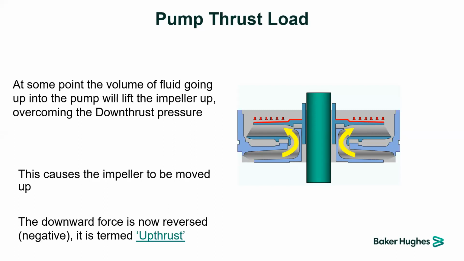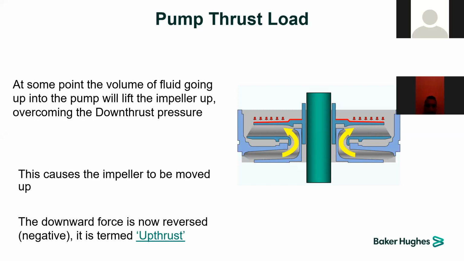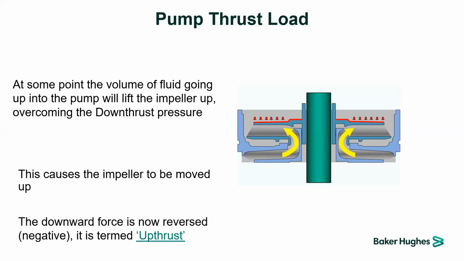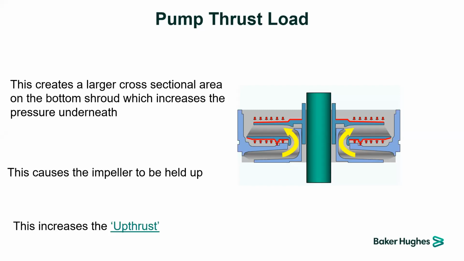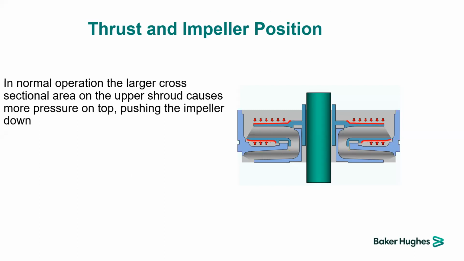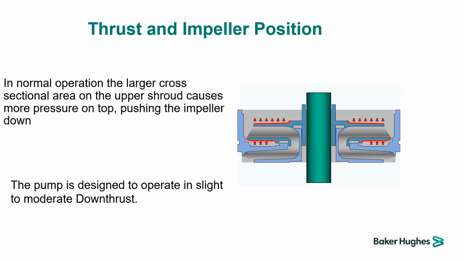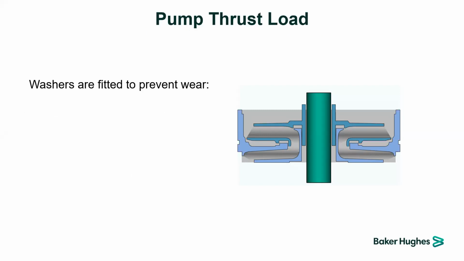So that means the pump will operate in the up thrust condition because the force going from the bottom is higher than the gravity force going from the top. Okay, this creates a larger cross-section area on the bottom shroud, which increases the pressure, and that causes the impeller to go up, which is called up thrust. But on the other side, when the energy from the reservoir is less than the upper gravity force, that means your pump will be running in the down thrust.